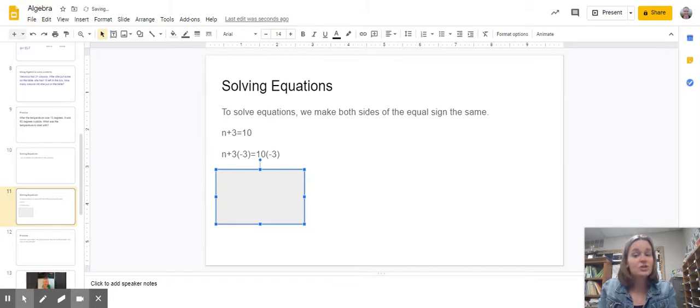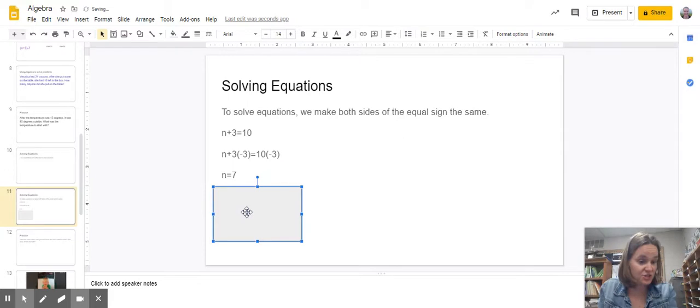Okay, so if I'm getting rid of 3, I'm subtracting 3 from one side. I have to subtract 3 from the other side. So I have n equals 10 minus 3, which is, of course, 7.